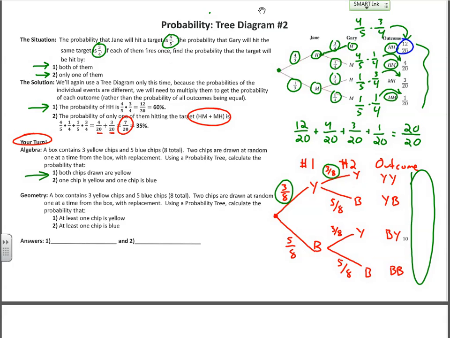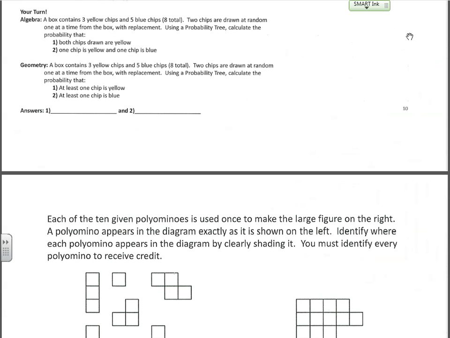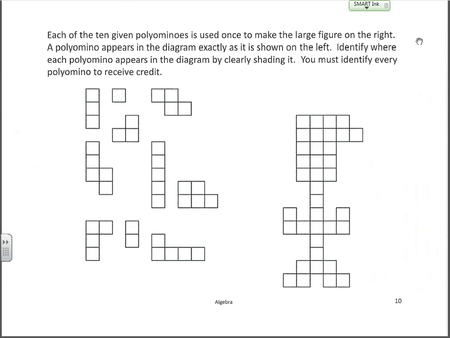Okay, last one, we have our polyominoes. Each of these 10 appears in the figure on the right exactly the way that it appears on the left. There's no flipping, no turning, anything like that. I highly recommend that you do this question in pencil so that if/when you make a mistake and need to fix something, it doesn't get too messy for you. But there you have it.